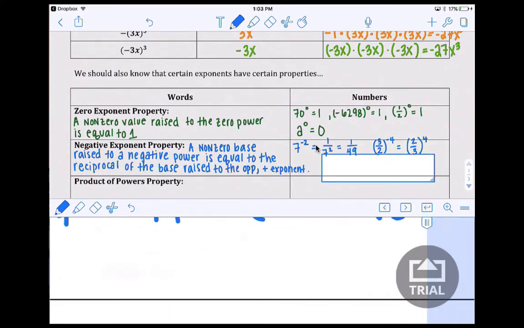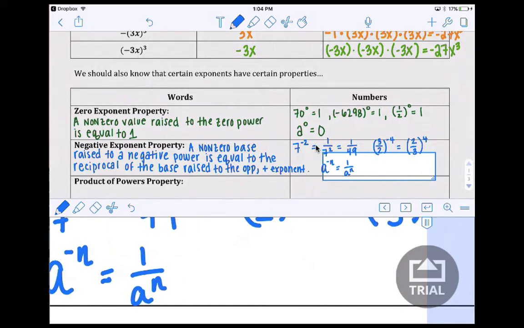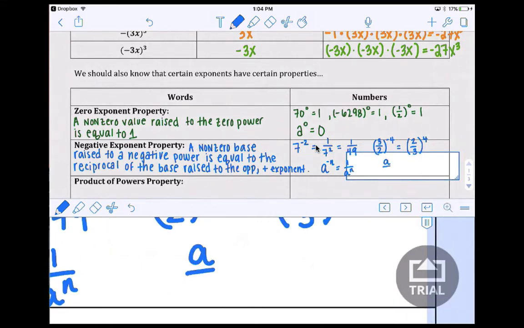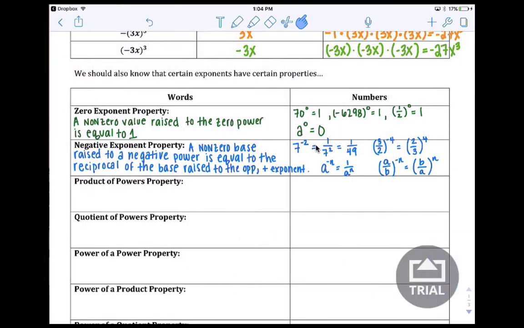So if we were to write this with variables, this first one would look something like a to the negative n is equal to 1 over a to the n, so we just flip it. This next one would be if I did a over b to the negative n. That's the same as saying b over a to the n. So again, we're just taking the reciprocal and making the exponent positive. So that one tends to be a little more complicated. If that's a little confusing, don't worry, we're going to do some examples at the end.